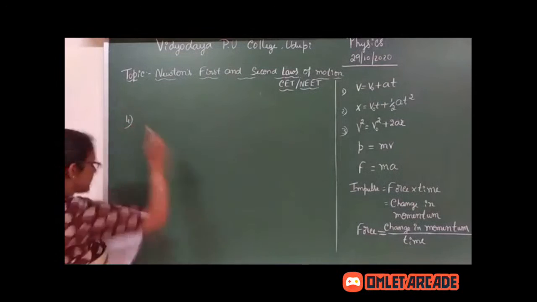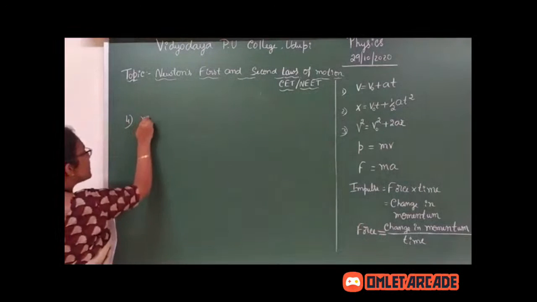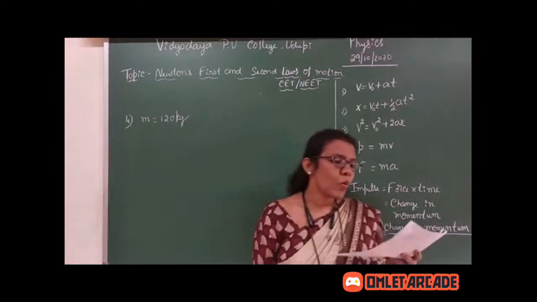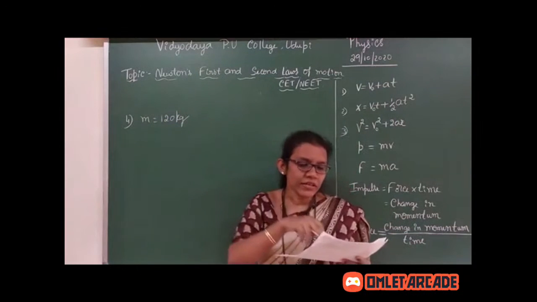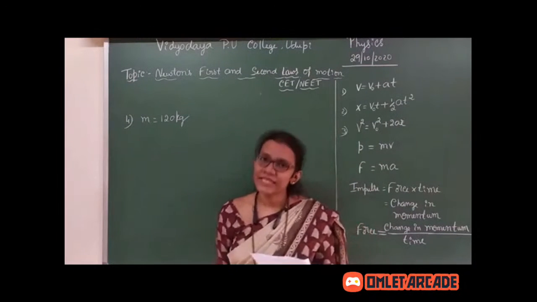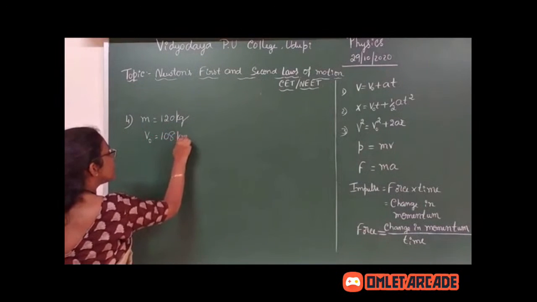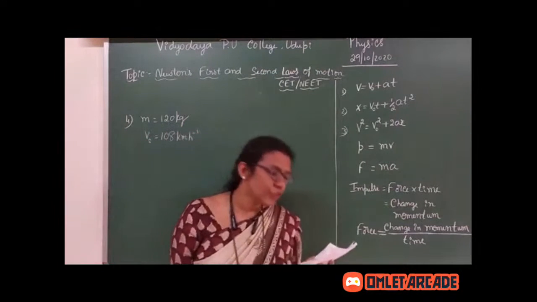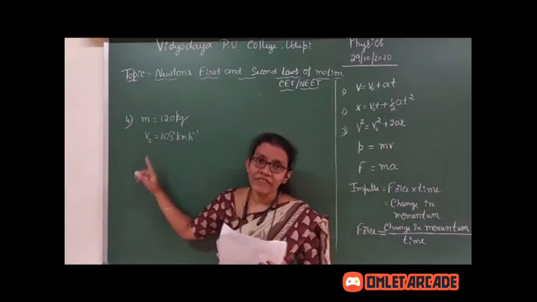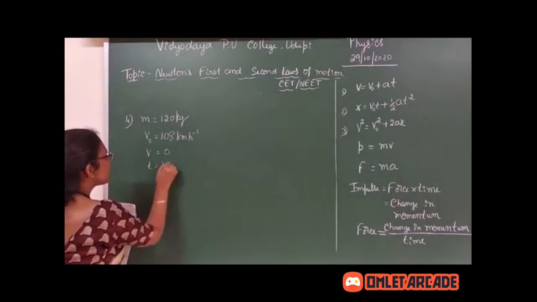Question number 4. A scooter of mass 120 kg. So mass of the scooter is 120 kg. It is moving with a uniform velocity of 108 km per hour. First thing is, here the initial velocity is given, but it is given in terms of km per hour. We need to convert it into meter per second. So the initial velocity is 108 km per hour. The magnitude of the force which is required to stop the vehicle. The vehicle is going to stop, which means the final velocity is 0. And the time taken is 10 seconds.